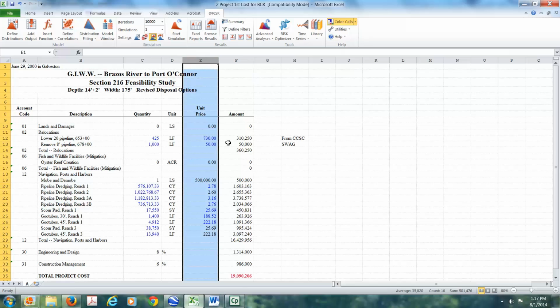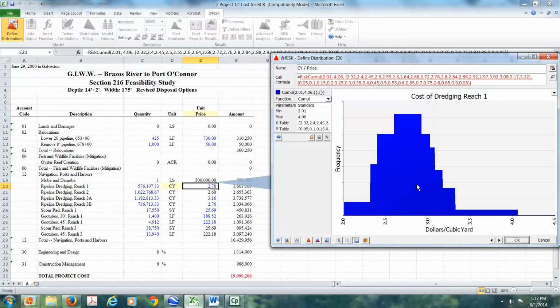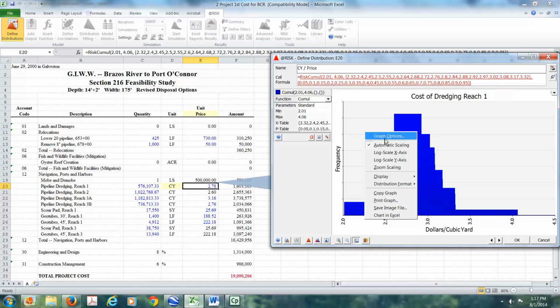There are many factors that go into determining an estimate of dredging costs, for example. In fact, there's a separate model just for doing that. As a result, virtually all of these inputs are uncertain. So let's take a look at this distribution. This is a very peculiar looking distribution that was generated from that model that I mentioned earlier.